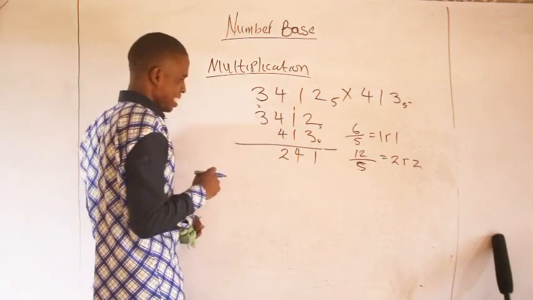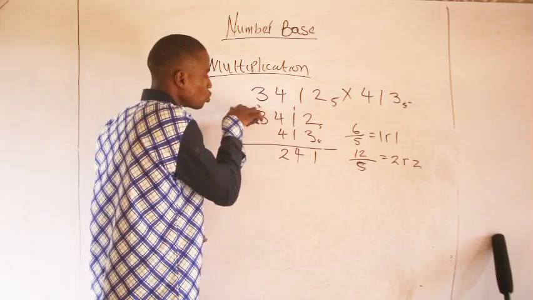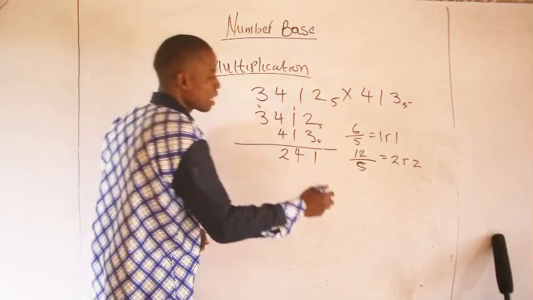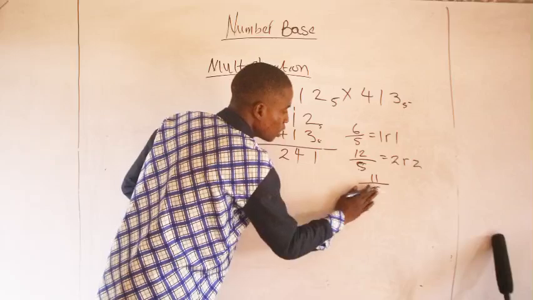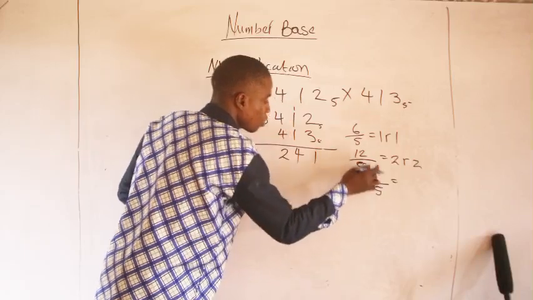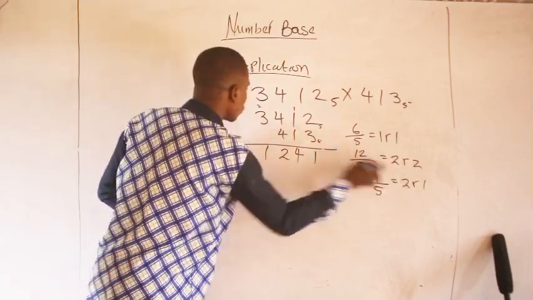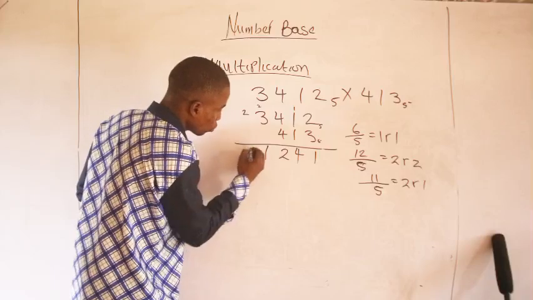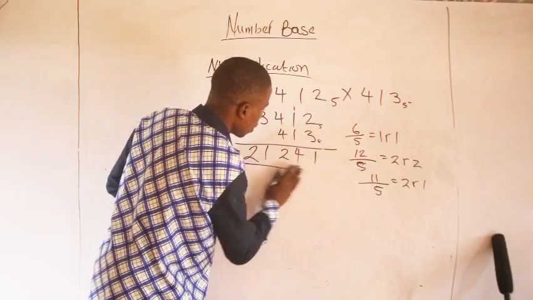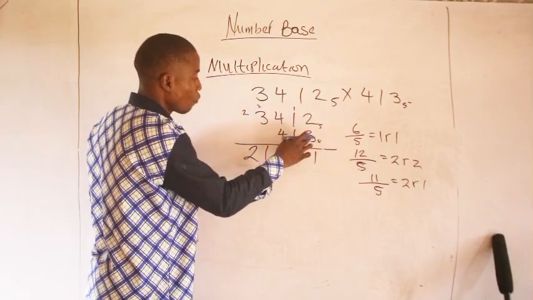Now this one times this is 9. 9 plus 2 makes 11, divided by 5 because it's up to the base. 2, remainder 1. Write 1. This one, put it here, 2, because for the next there is nothing to carry to, so put it down. That's the answer for this one.